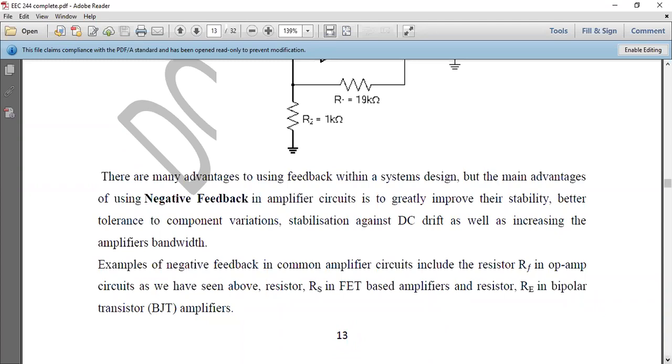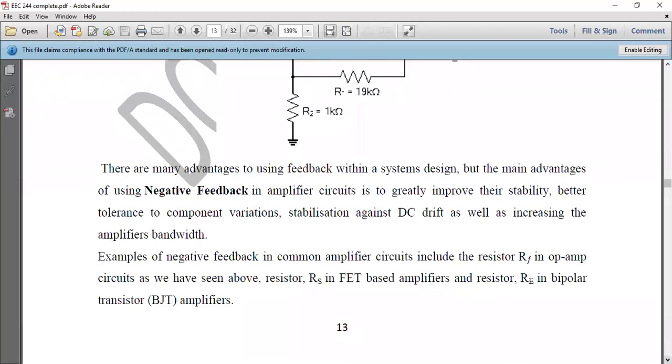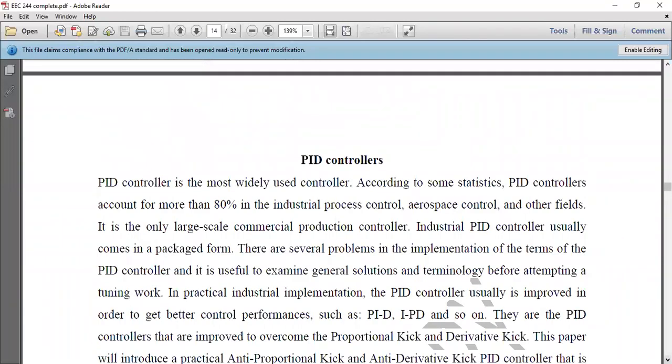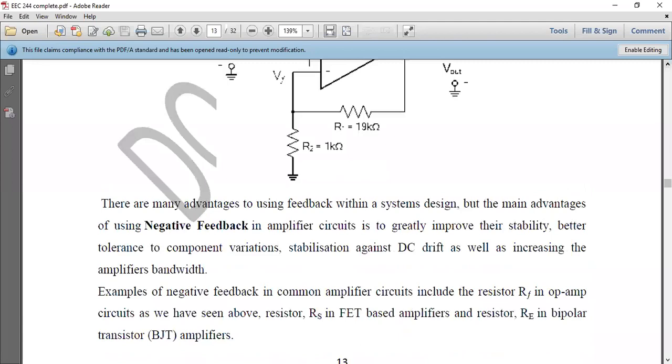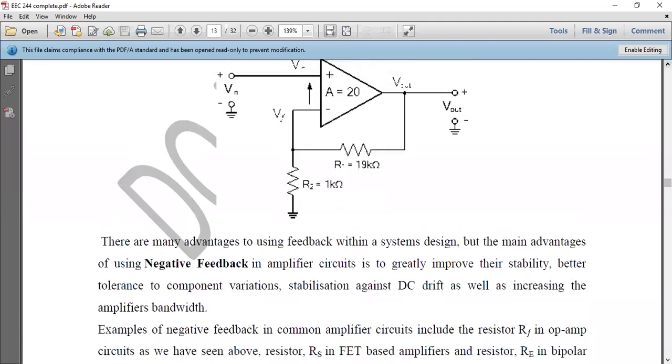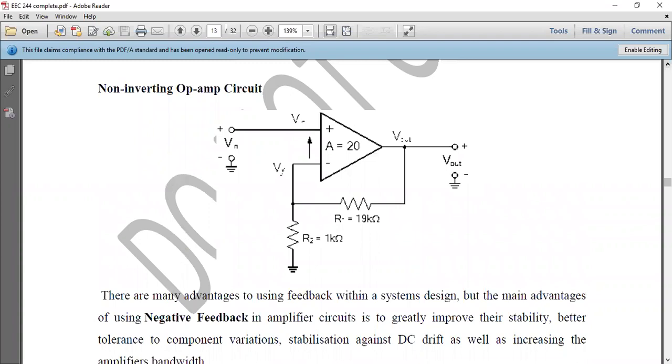Now, we have examples of negative feedback in common amplifier circuits, where we have resistor RF in circuits like the one above, and then resistor RS in field effect transistors. You use a field effect transistor as your amplifier, and then resistor RE in bipolar junction transistors. So we have a typical example of that. So that is how we use operational amplifiers as a negative feedback system. It's very simple and straightforward.